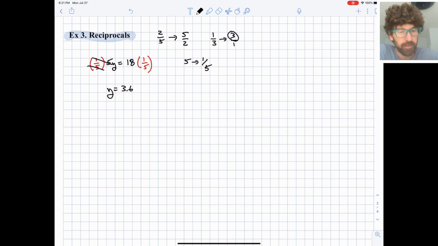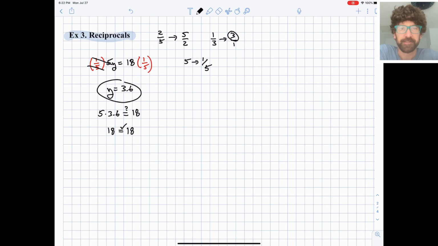Let's do a written check here. Is 5 times 3.6 equal to 18? Let's go to my calculator and see. Yes, it is. 18 is equal to 18, so it checks out. So the answer is 3.6 here. And that's a good place to stop right there.